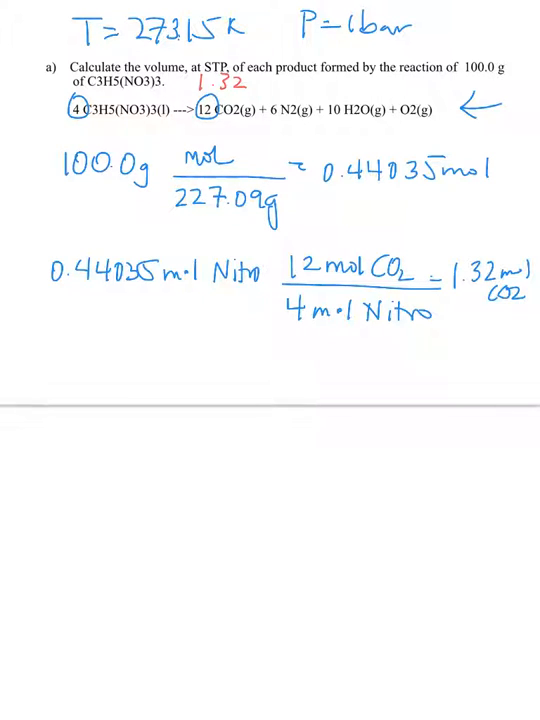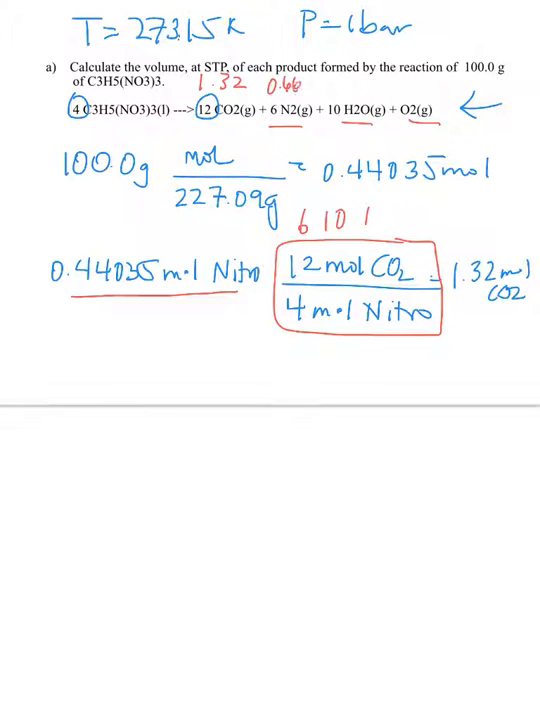I can use the same approach, taking the number of moles of nitroglycerin and the appropriate stoichiometric ratio for each of the 3 other products. So this would be 6:4 if it's nitrogen, it would be 10:4 if it's water, and it would be 1:4 if it was oxygen. So by doing that, I can calculate the number of moles of each of those other 3 products, and I get 0.6605 moles of nitrogen, 1.100 moles of water, and 0.1101 moles of oxygen.